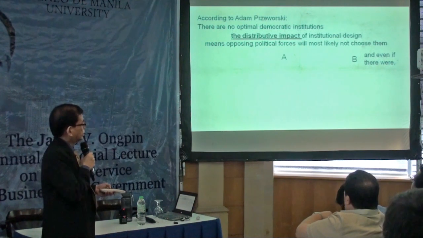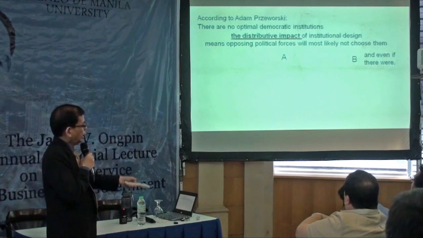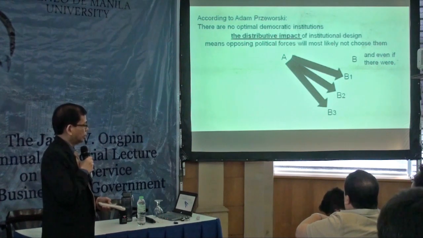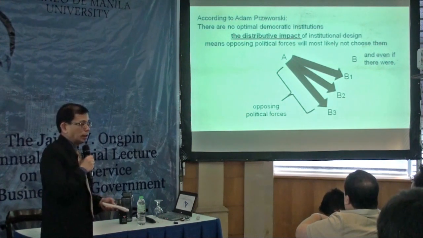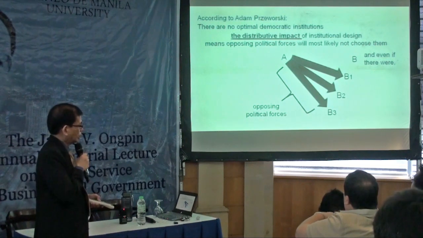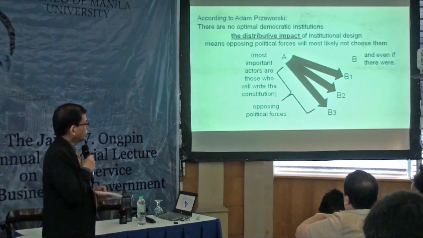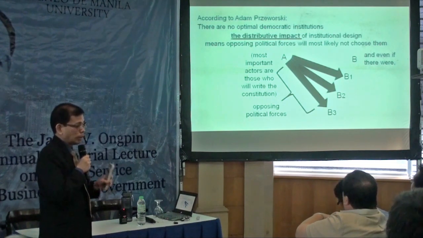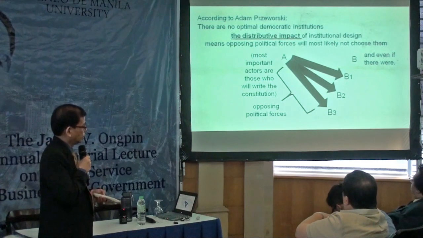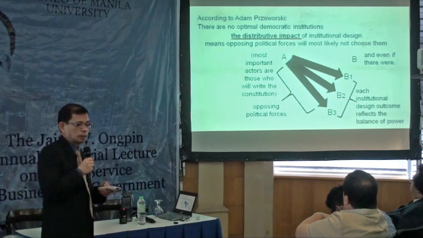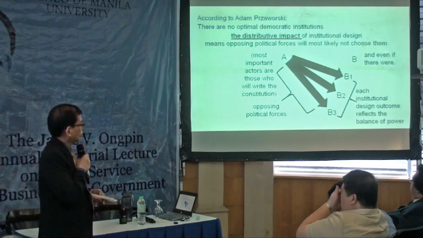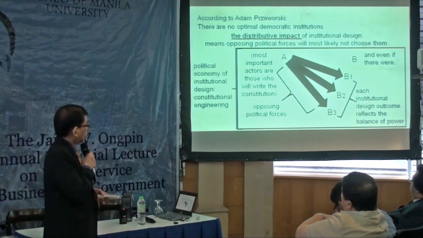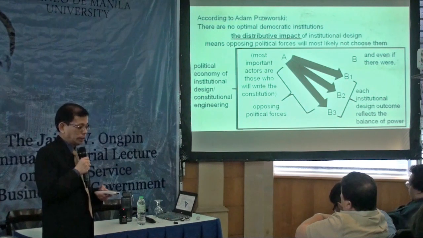In this context, we could think of the old condition as A, then you have B1, and the choice could be B2 or B3, wherein they're moving because of the choices or the dynamics of opposing political forces. The most important actors are those who will write the Constitution. Of course, there are other actors, but the most important are the ones who are there to write the Constitution. And each institutional design outcome reflects the balance of power. We could think of this as one way of understanding the political economy of institutional design or constitutional engineering.